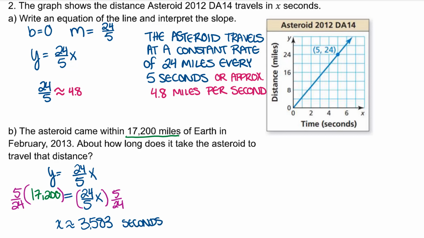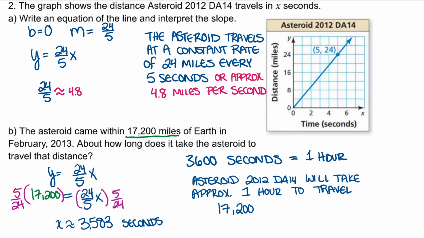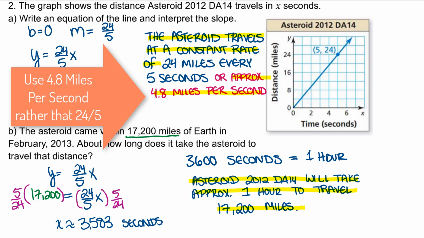I don't really know how much time that is. That's a lot of seconds. But I do know that 3,600 seconds is an hour. So this would be about an hour that it would take to travel. For rates, they like to use it per 1 unit. So how many units over 1 unit of time rather than multiple units of time.